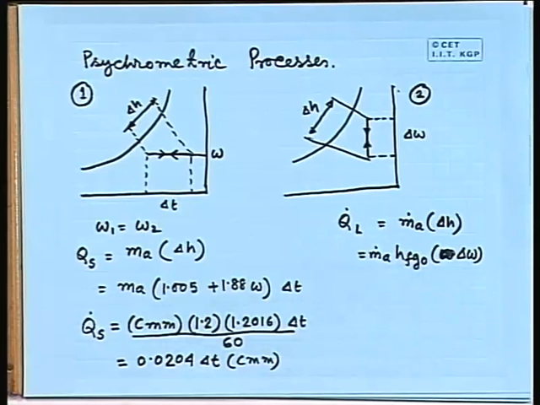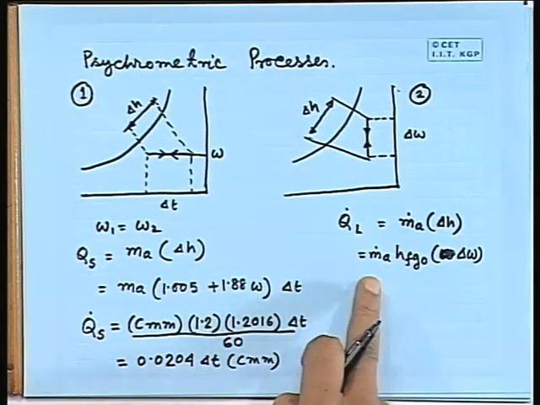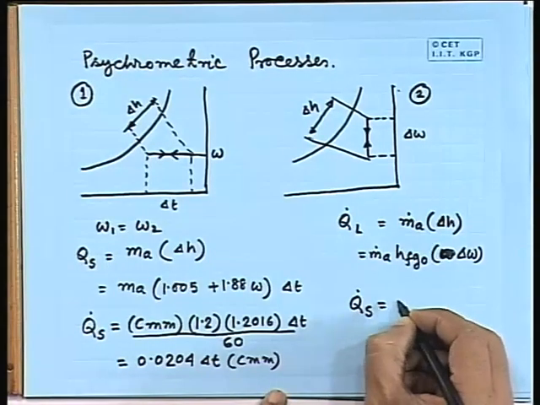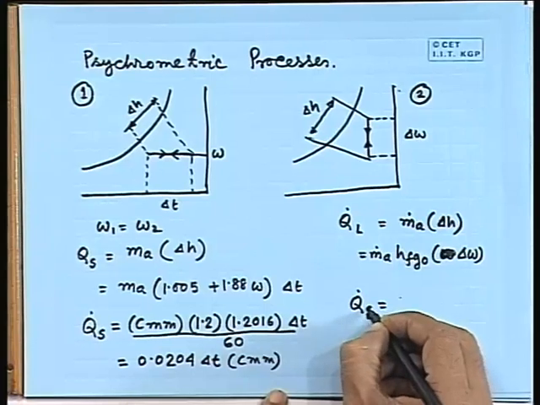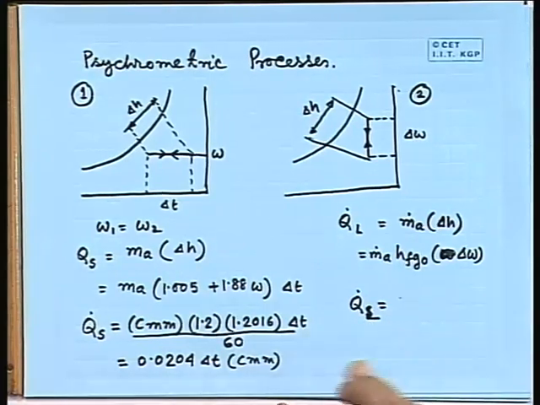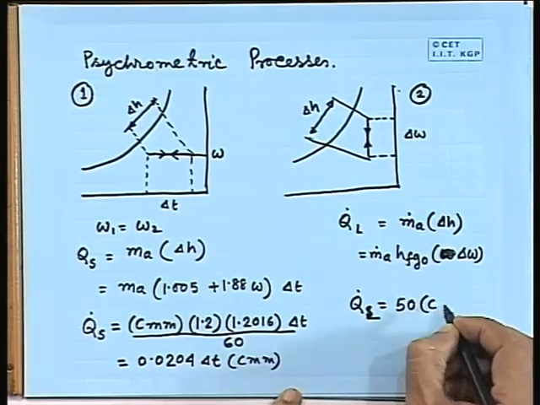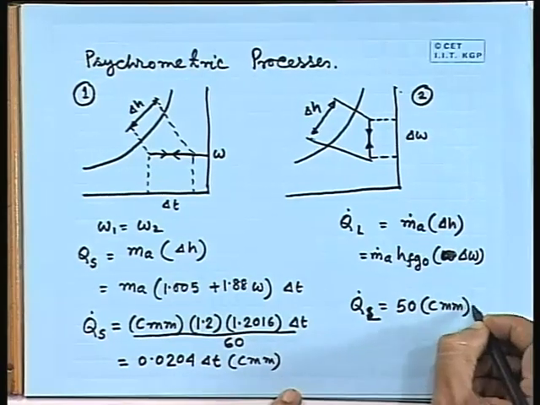So, this one can write, and again I will do the same thing. I will bring CMM, because in most of the air conditioning processes the air flow rate is defined in terms of cubic meter per minute. So, I can write ultimately Q dot L, the latent heat transfer, is equal to, doing all this mathematics, CMM into delta W.